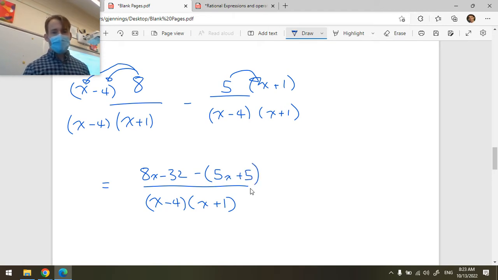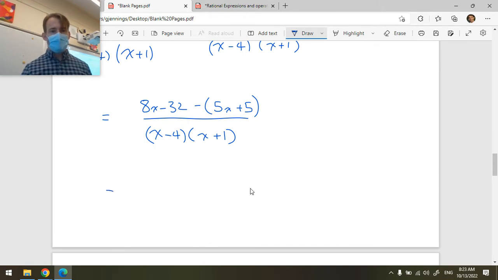Okay, and now let's bring that down. This is equal to 3x minus 37. Unfortunately, there's no common factor there, over x minus 4, x plus 1.